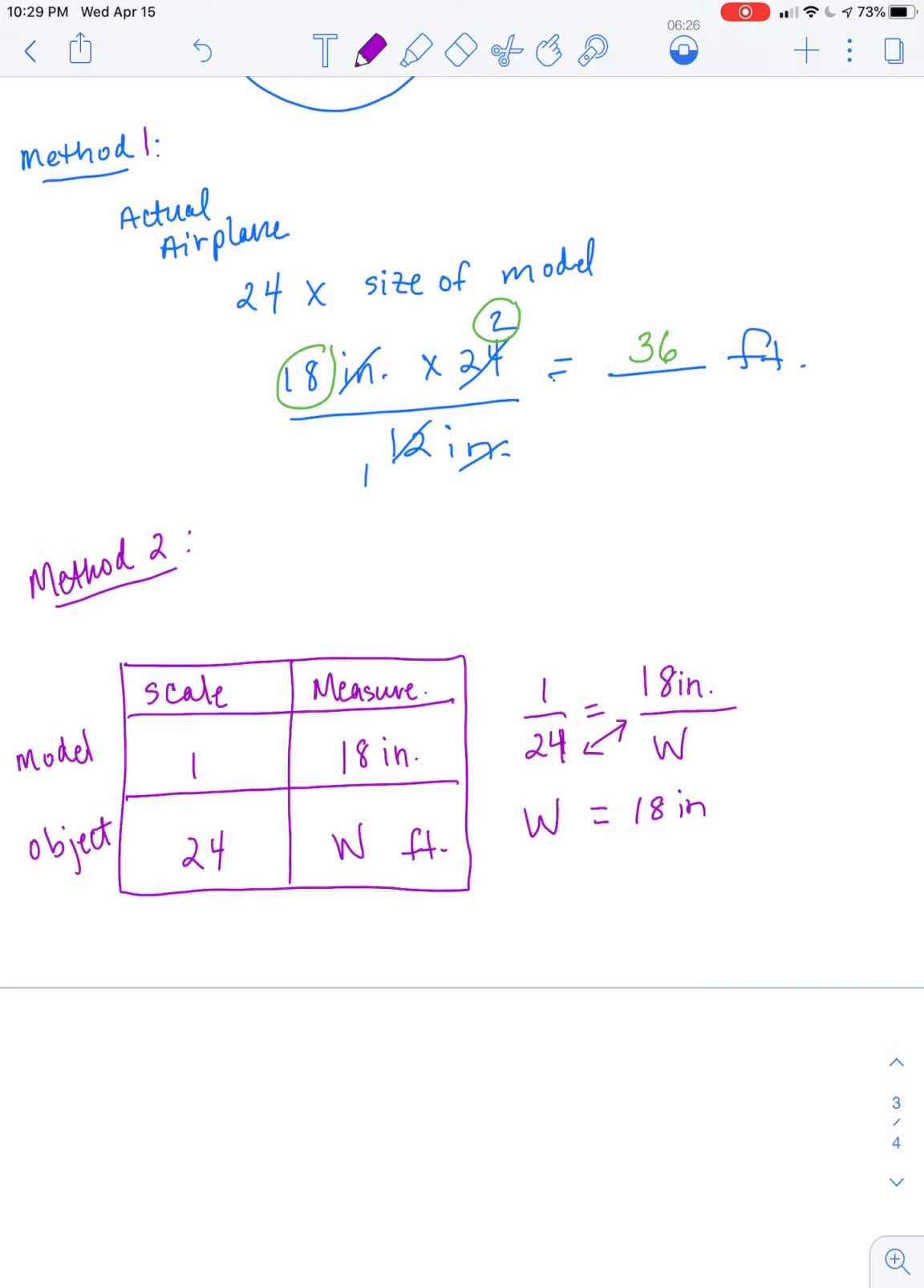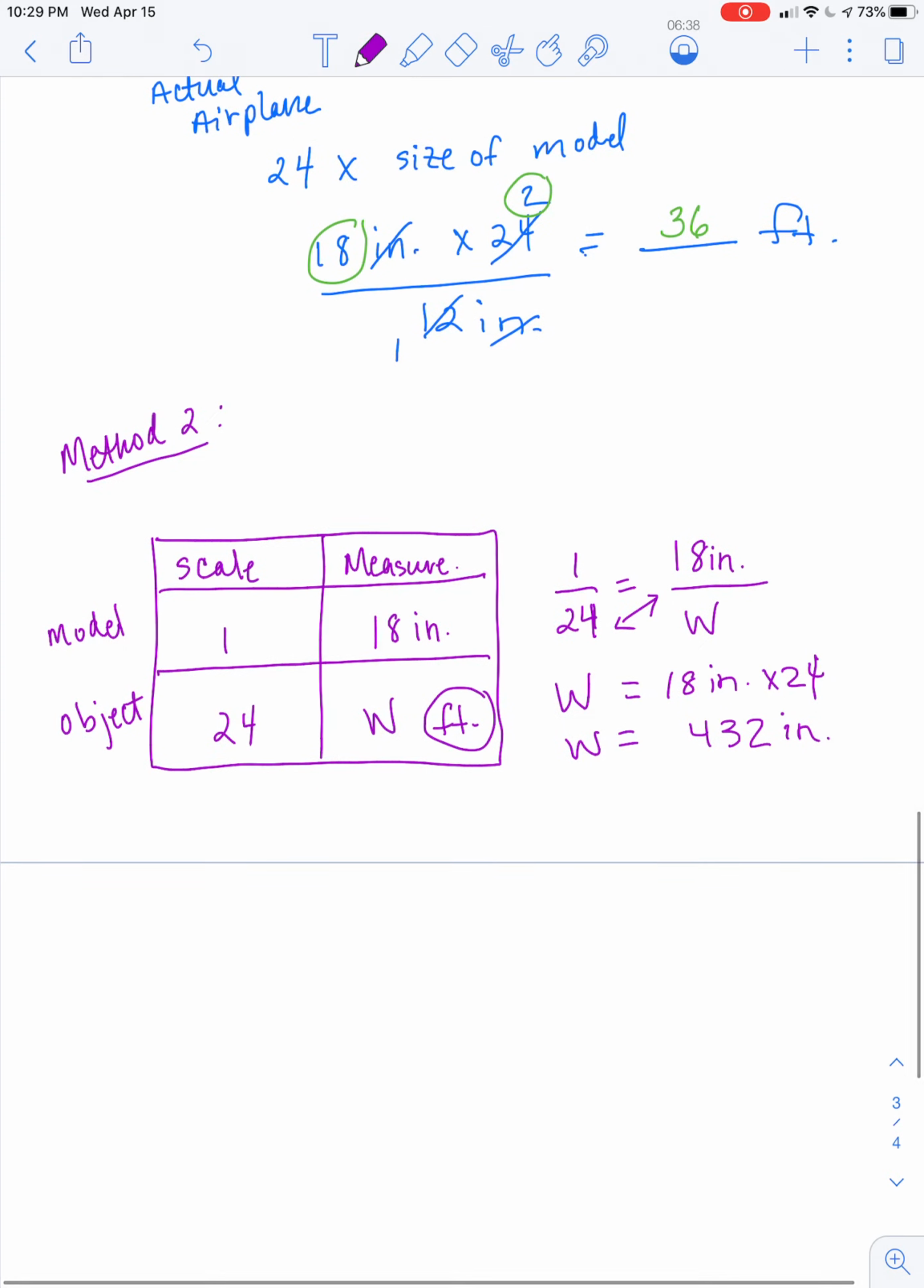Let me just write this down. So we'd have 18 inches times 24. And that, if you do the math on that, you're going to end up with 432 inches. Well, we're supposed to figure it out in feet. So we need to make a conversion here. So yes, you could take 432 and you could divide that by 12 inches, right? And that'll give you the amount of feet.